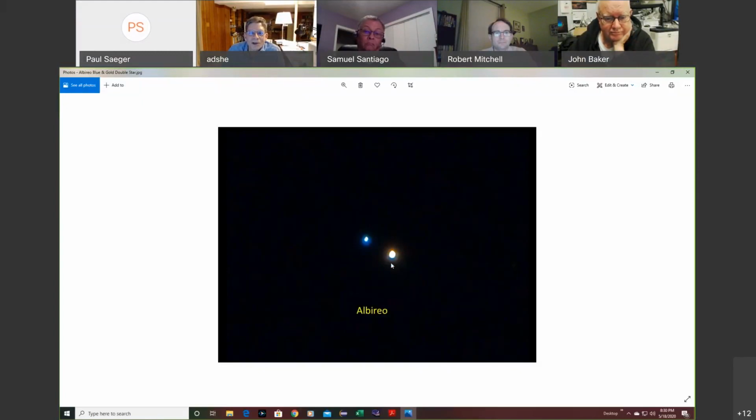Now that's a wide double, and this was a cropped image, so it's fairly wide. I think I may have taken this. I don't remember what telescope I used for that. It was probably a refractor though. But you can see the colors. And I think Albireo's got about a 25 to 30 arc second separation. So this gives you an idea of the separation. It's a wide double. It's easy to split. And it's very bright. So it doesn't take a whole lot to get that one.